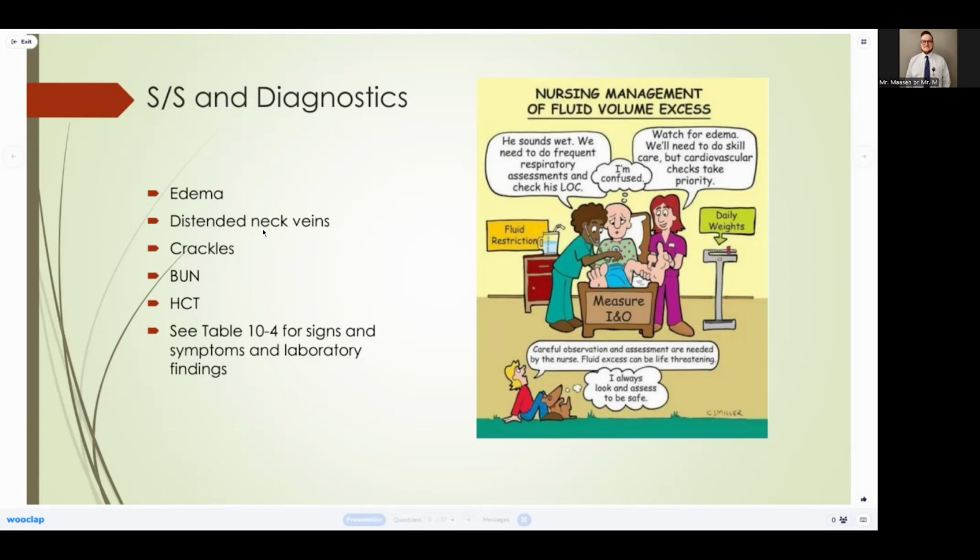So, what can we do? We've got to measure their intake and output with any fluid volume issues. This time we would restrict fluids. We would take weights to keep up with that. Most of these patients are going to need careful observation and assessment.